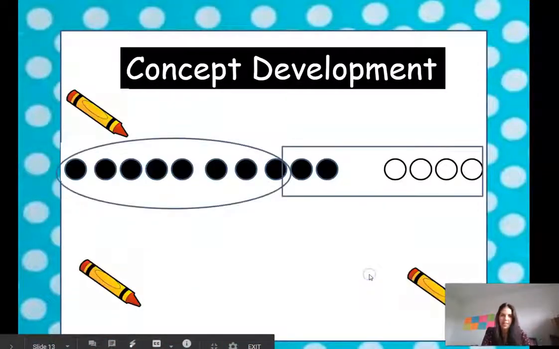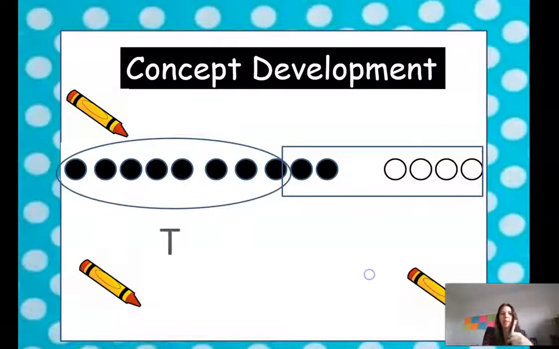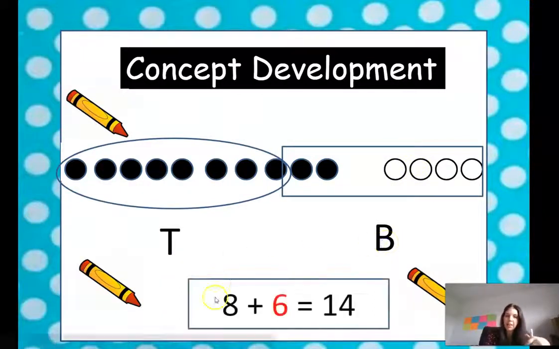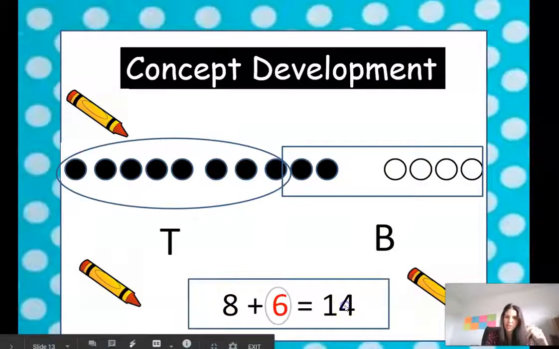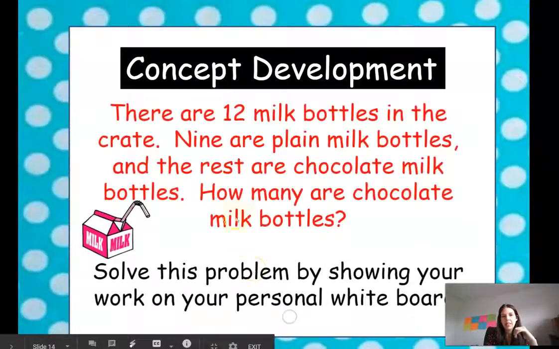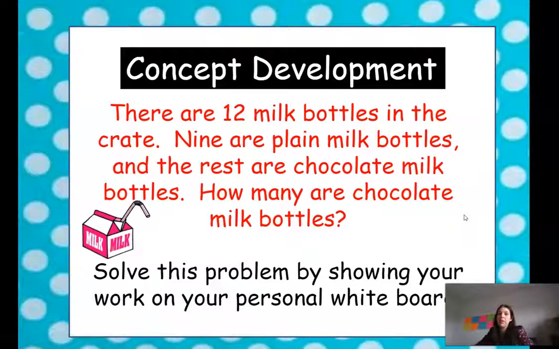We're just going to look and see how they did it. So they did a circle and they did a box, and the T is for table, B is for box. You could also do it that way. And 8 plus 6 equals 14, just like we did. And there were 6 crayons in the box. Here's our next problem. There are 12 milk bottles in the crate. 9 are plain milk bottles, and the rest are chocolate. How many are chocolate milk bottles?